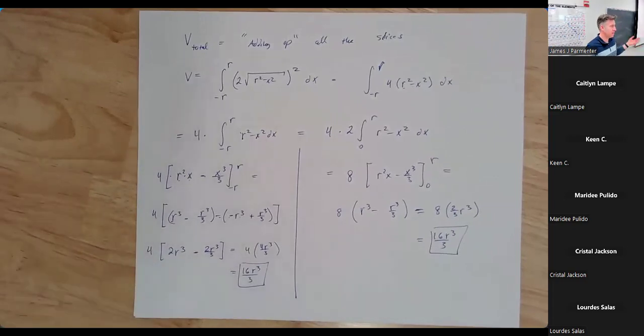Typically in this class, either you're doing a volume of revolution, which is going to use the disk or the washer method, or you're doing a volume like this, where you've got some base region and you have either squares or circles or semicircles or triangles jutting up out of it. Okay, let's look at another example.